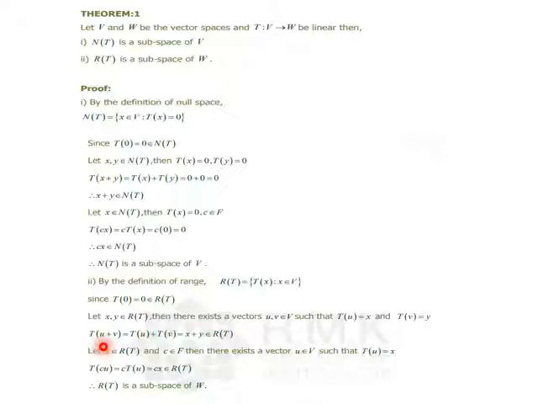But Tu is x and Tv is equal to y. So the answer is x plus y. So T of u plus v, I am able to get it as x plus y. Therefore, this belongs to R of T. x and y are in R of T, and x plus y is also in R of T. The first condition is getting satisfied. Now go for the next condition.